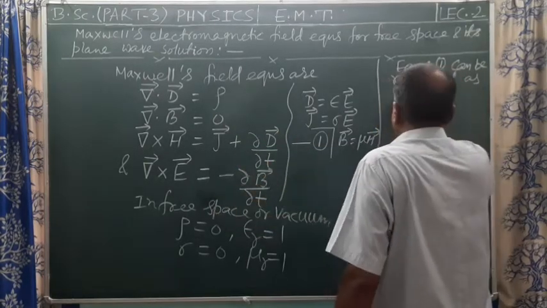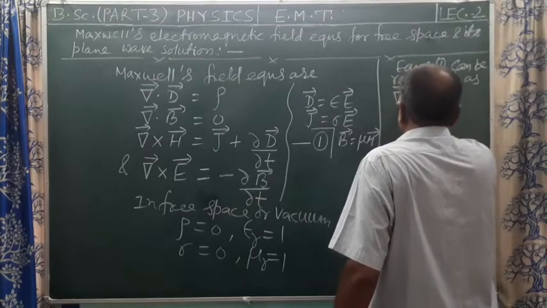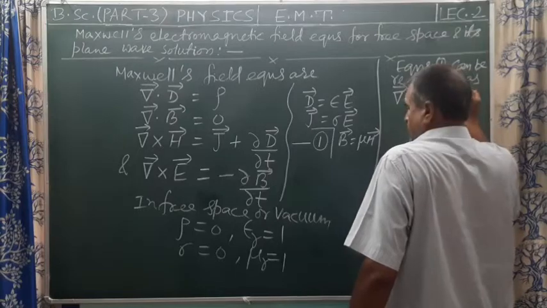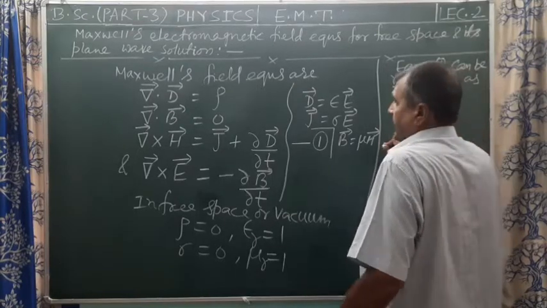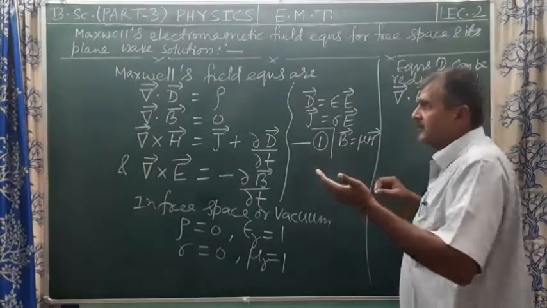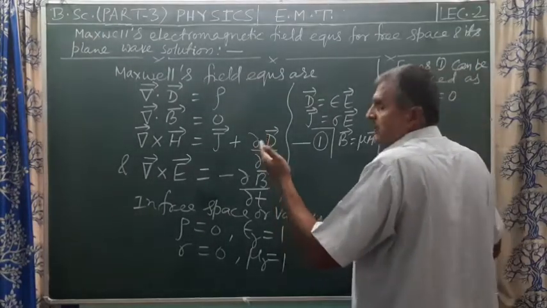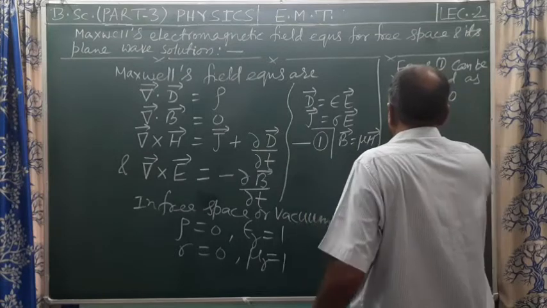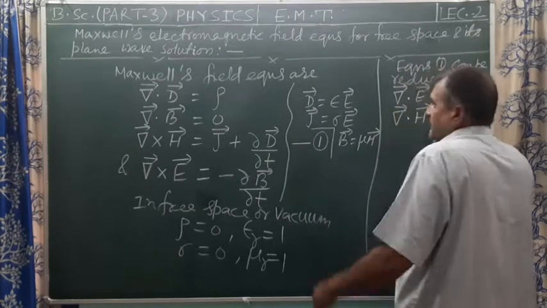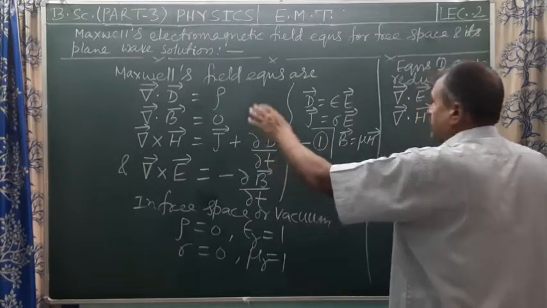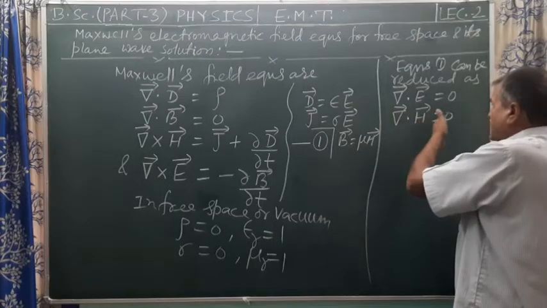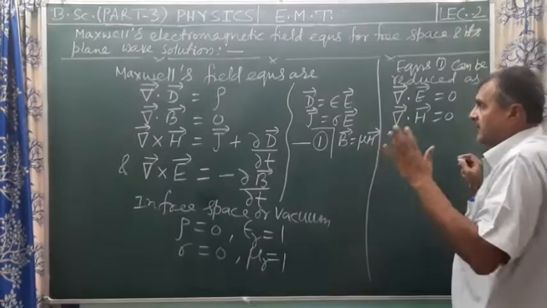So equation 1a we can write del vector dot E vector, divergence E, is equal to 0, and B is equal to mu naught into H, and for free space mu r is equal to 1, therefore B is equal to mu naught into H. Therefore we have divergence H vector equals to 0, equation 1b. That is, Maxwell's second field equation can be written as del vector dot H vector is equal to 0 for free space or vacuum.